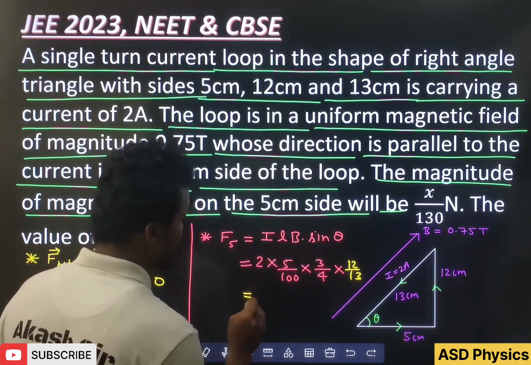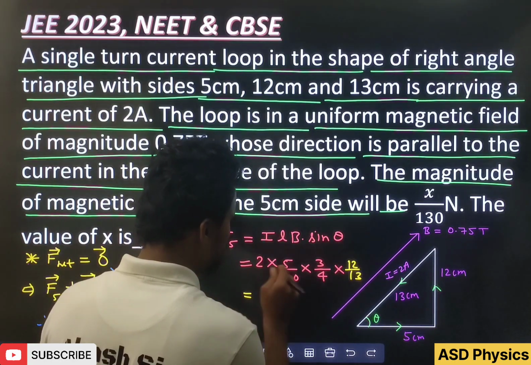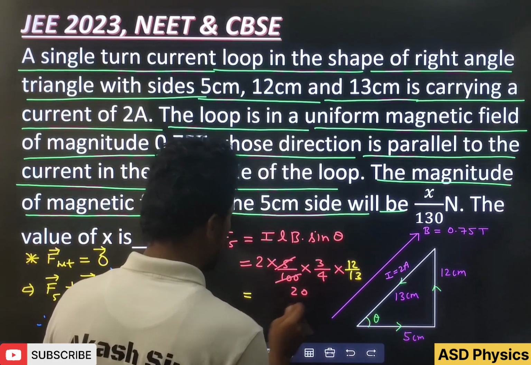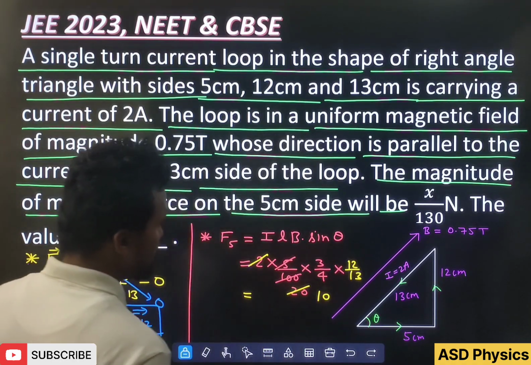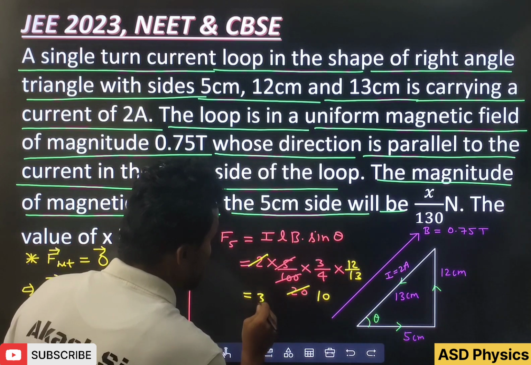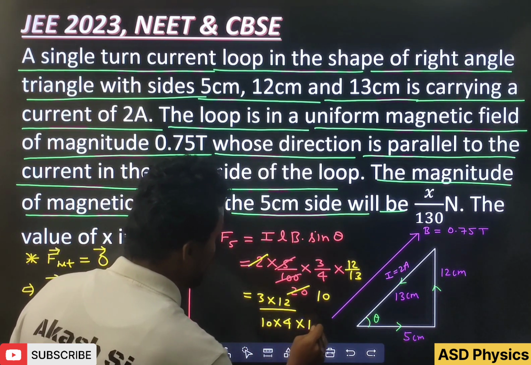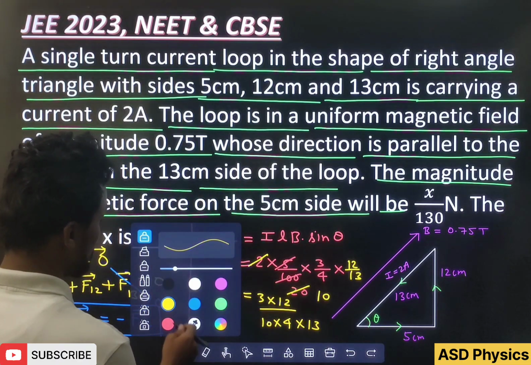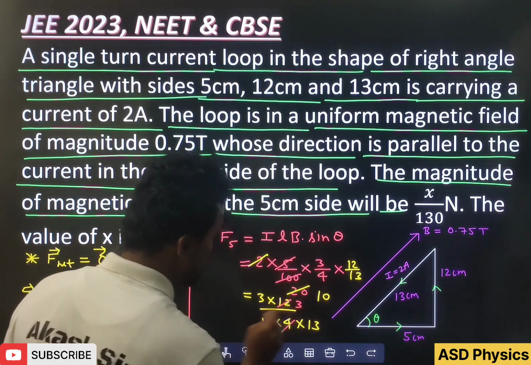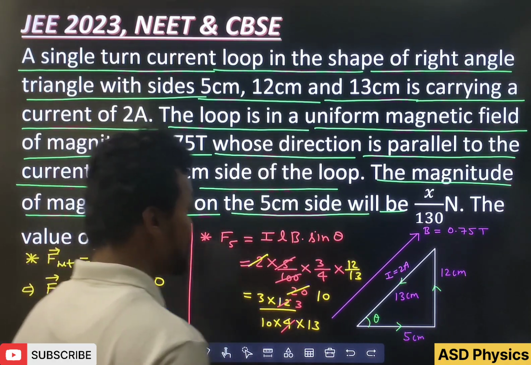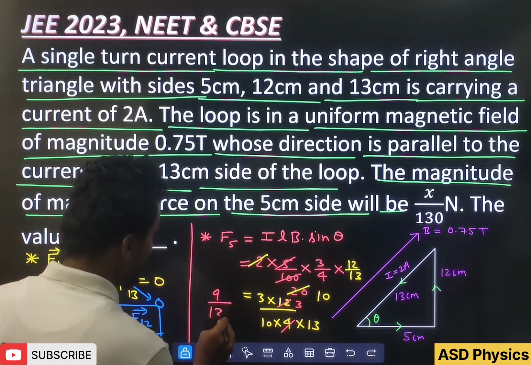Okay. So what is happening here? Just let's simplify this. When you simplify this, see, this 5 and 5, and 2 tens are 20, and this will become 2 tens are 20. Okay. So we can write here 3 into 12 by 10 into 4 into 13. Okay, but we should get 130 here. So this 4 is there now. See, this 4 threes are 12. So 3 into 3 is 9 by 130. Let me write here again. It will come here 9 by 130.